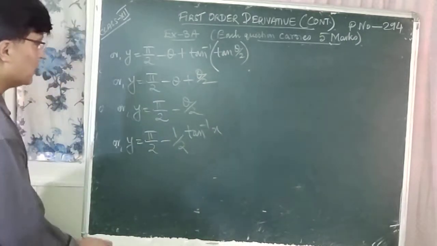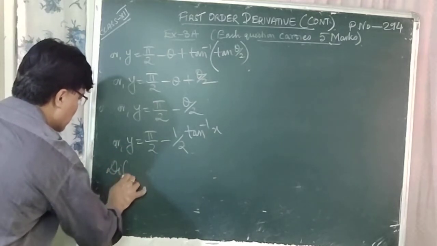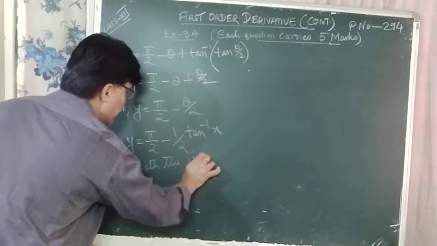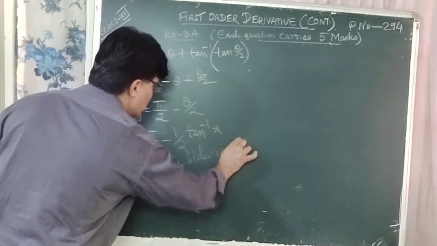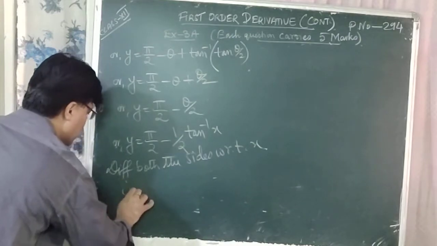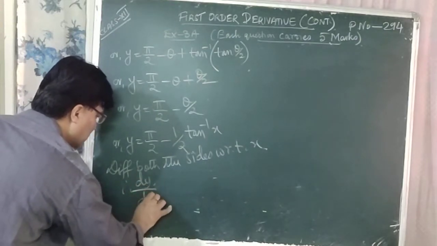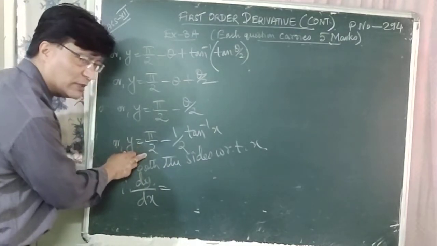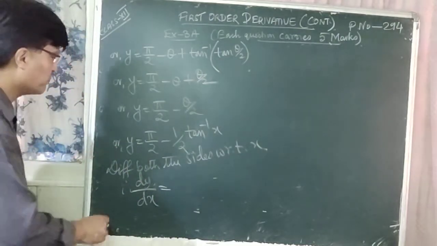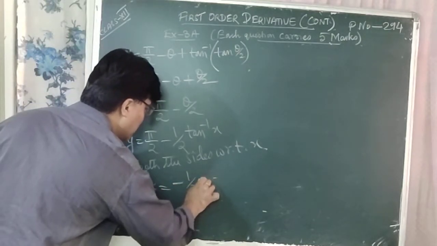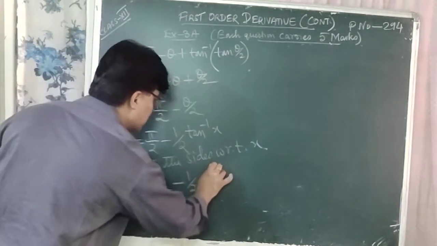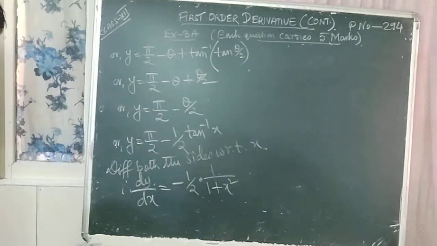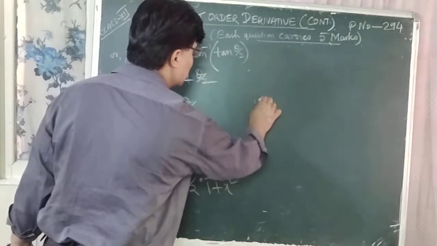That means you can get dy by dx. So differentiating both the sides with respect to x. Therefore dy by dx is equal to, what is d by dx of pi by 2? It is a constant quantity, so it is 0. Minus half into, what is the differentiation of tan inverse x? It is 1 upon 1 plus x square.